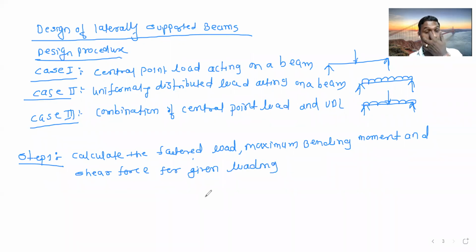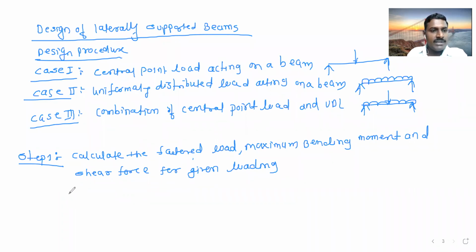See, in step number 1, what do we have to calculate? We have to calculate the factored load first, then the maximum bending moment, and the shear force. It means in one step only we can calculate the maximum bending moment and shear force. You have solved whole examples in structural mechanics 1 and 2 for calculation of shear force and bending moment. So here in only one step we are calculating the shear force and bending moment. So this is step 1. For the given loading, how can we calculate the factored load, maximum bending moment and shear force?